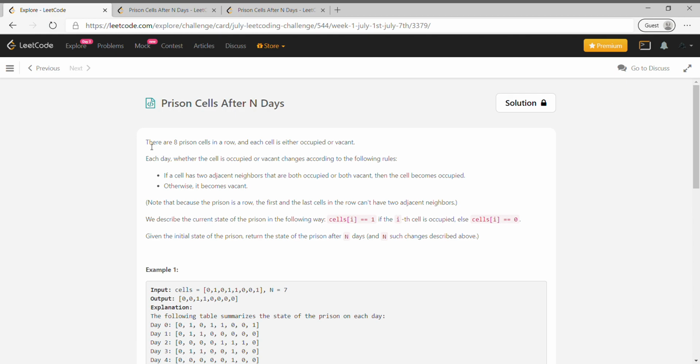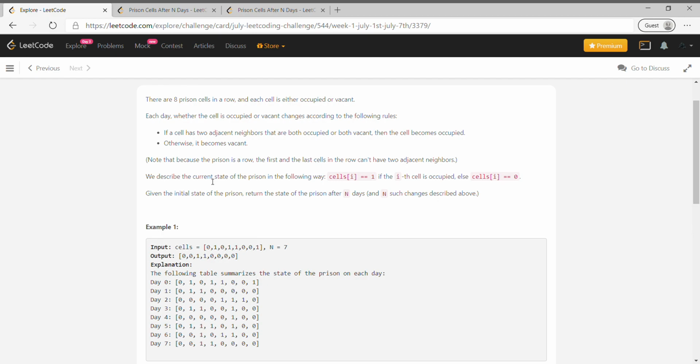So here, as you can see, we are given 8 prison cells in a row, and each cell is either occupied or vacant, and it is shown by using either 0 or 1. So if cells of i, which is the ith cell, is 1, it means it is occupied, and if it is 0, then it means it's vacant. So we need to find the state of all the cells after a given n number of days.